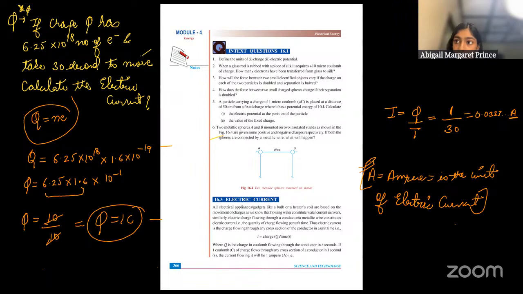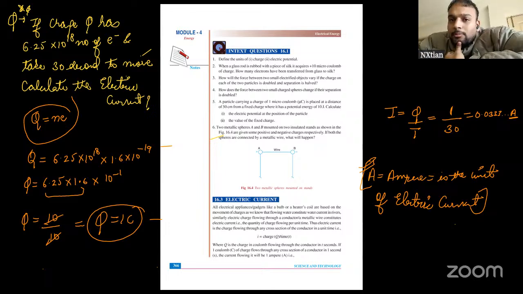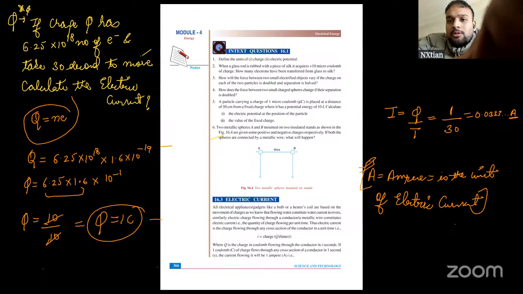Sir, for current, do we represent it with capital I or small i? Capital I, not small i. Okay. You have to put capital I. Okay, done? Tell me when you're done, please.